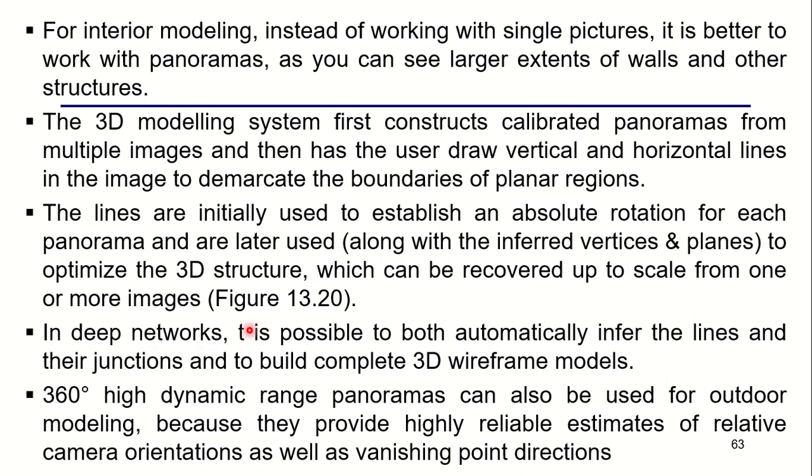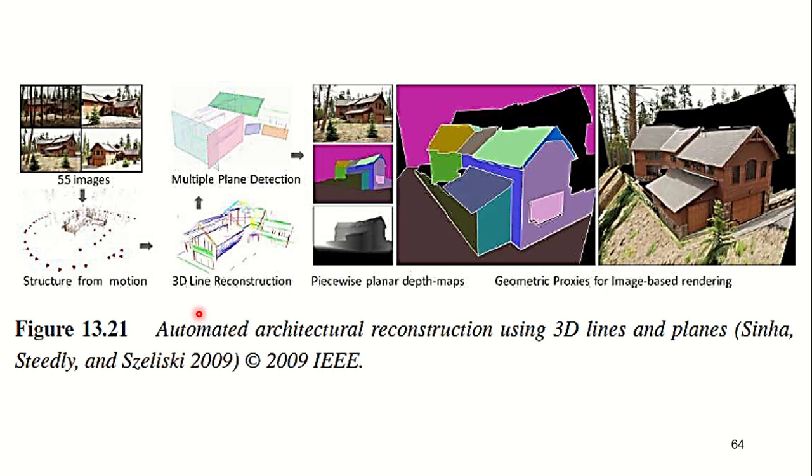With deep networks, it is possible both to automatically infer the lines and their junctions and to build complete 3D wireframe models. 360-degree high dynamic range panoramas can also be used for outdoor modeling because they provide highly reliable estimates of relative camera orientations as well as vanishing point directions. The picture shows automated architectural reconstruction using 3D lines and planes.